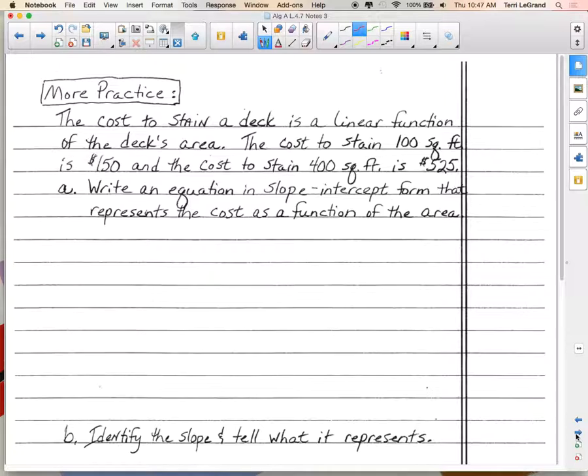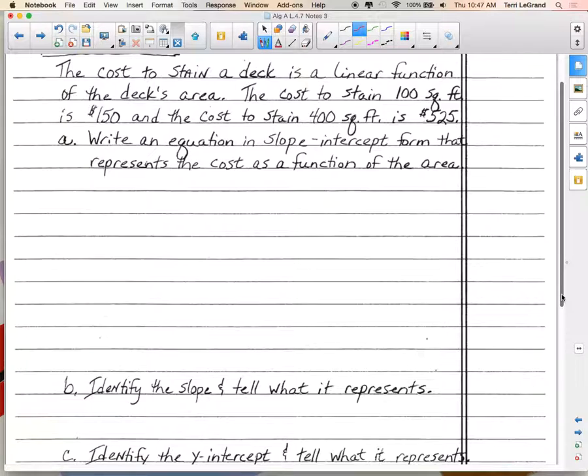The cost to stay in a deck is a linear function of the deck's area. So in other words, the total cost to stay in this deck depends on how big the deck is. Okay? So the cost to stay in 100 square feet is $150. And the cost to stay in 400 square feet is $525. Write an equation in slope-intercept form that represents the cost as a function of the area. So cost is going to be our y value, and the area is going to be our x value. Cost as a function of the area controls how much cost it will be.